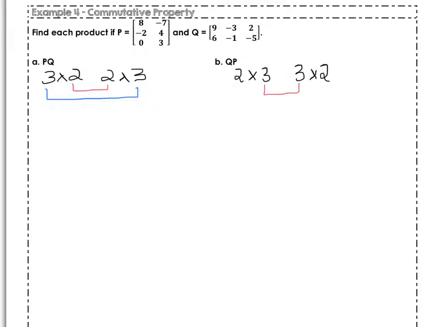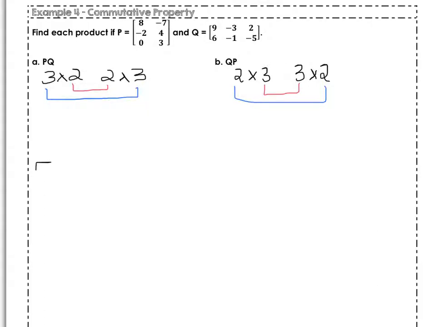Therefore, they can be multiplied. However, their solution will be a 2 by 2. So notice that the dimensions of PQ and the dimensions of QP do not equal each other, which is why the commutative property does not hold true. Which is why if I tell you to multiply P times Q, I'm telling you to do it in that exact order, okay? So now let's actually multiply them out.